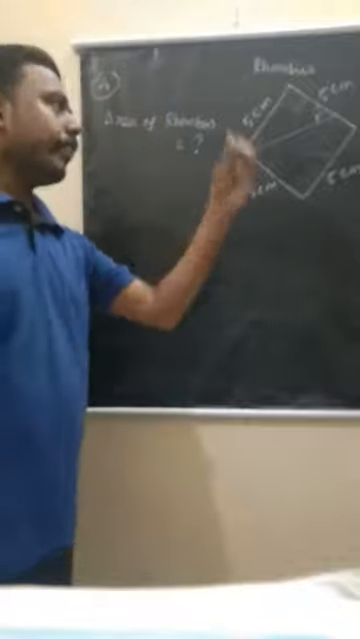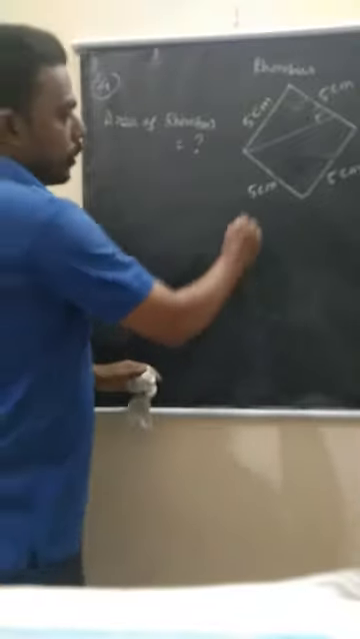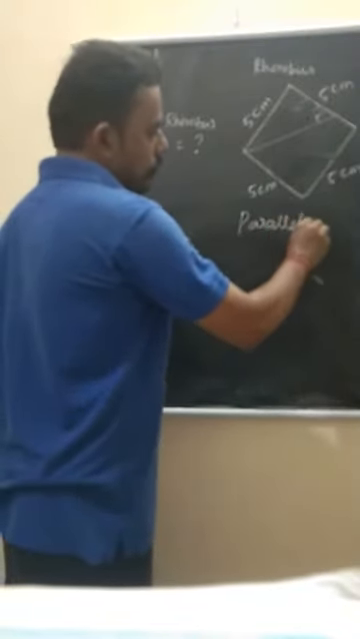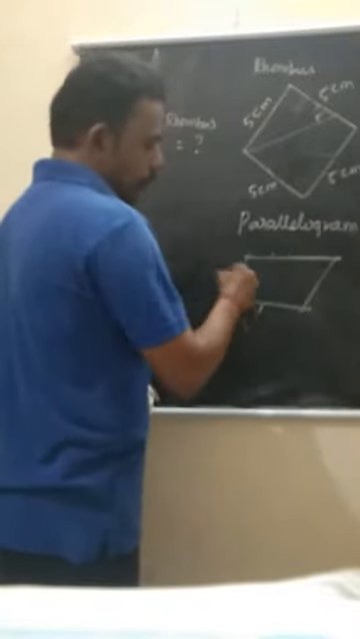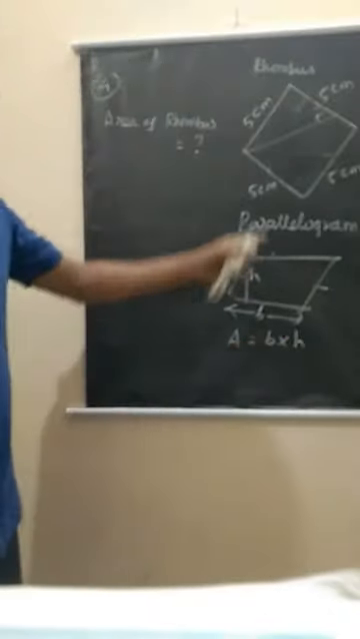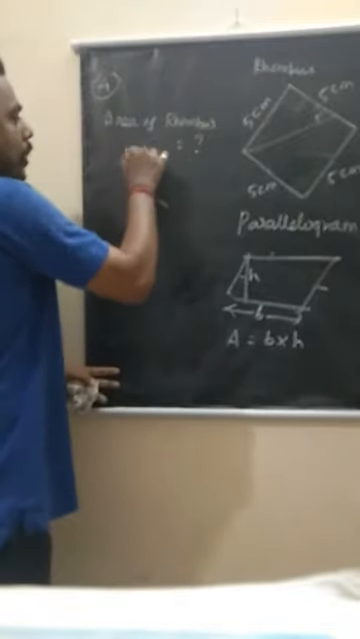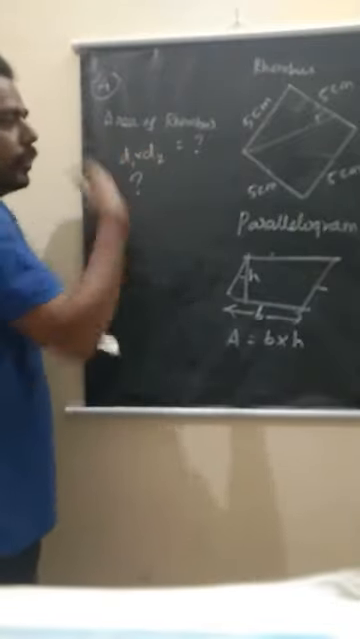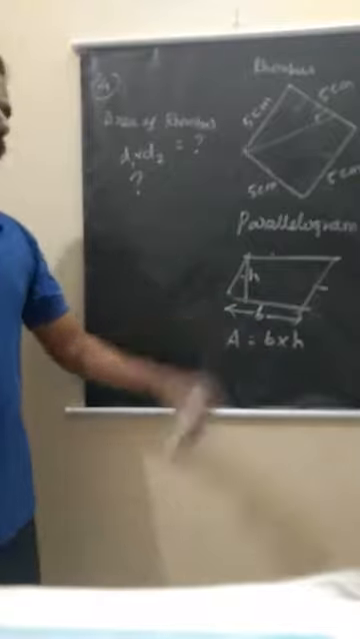We need D1 and D2 for finding the area of the rhombus. But think about the properties of the rhombus and the parallelogram. In a parallelogram also, opposite sides are parallel, and you have height and base, then area equals base into height. Here also base and height are given because opposite sides are parallel, so we can use it directly. Without D1 into D2, we don't know the area, so we need to shift to the properties of the rhombus as a parallelogram. For that, base into height is already given.